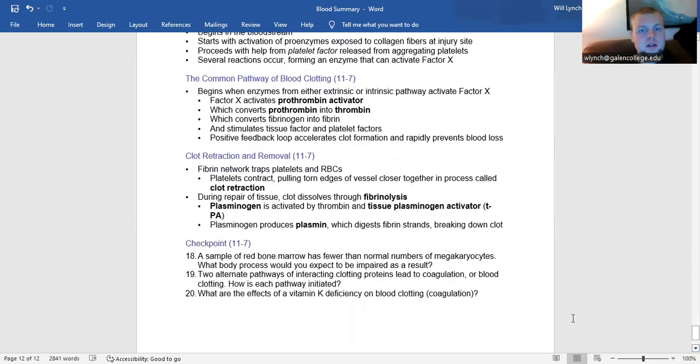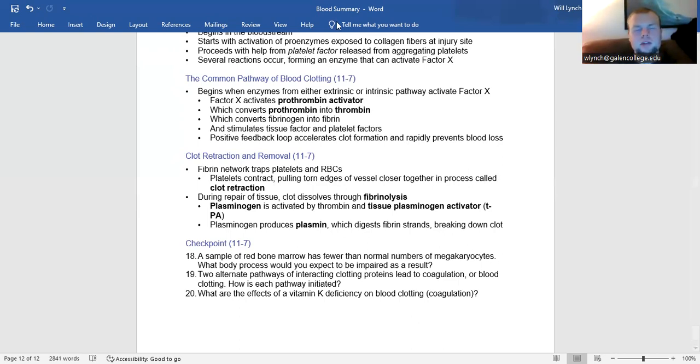Finally, what are the effects of vitamin K deficiency on blood clotting? Vitamin K deficiency is going to lead to that activation of fibrinogen into fibrin. Fibrinogen into fibrin process is going to be diminished greatly if we don't have vitamin K. And if we aren't able to create fibrin, then we are not going to be able to create an actual clot. So we're not going to be able to create a mesh or a clot if we do have that. So vitamin K deficiency is going to lead to a deficiency in the ability to actually create that fibrin mesh and create the clot itself.